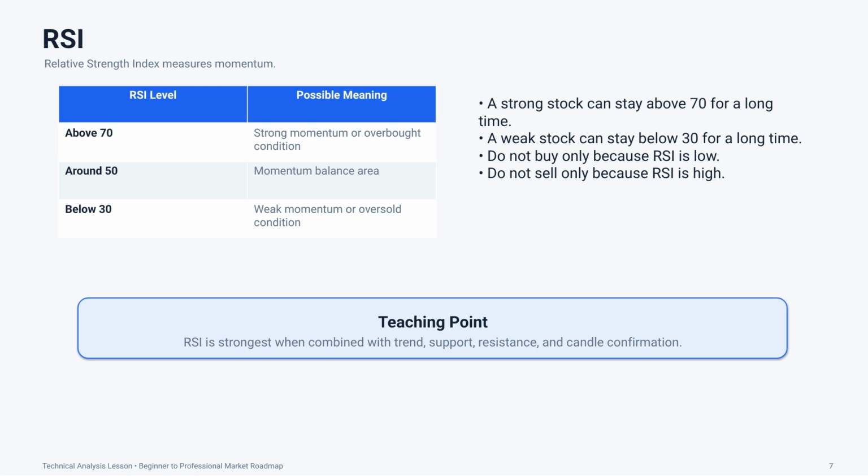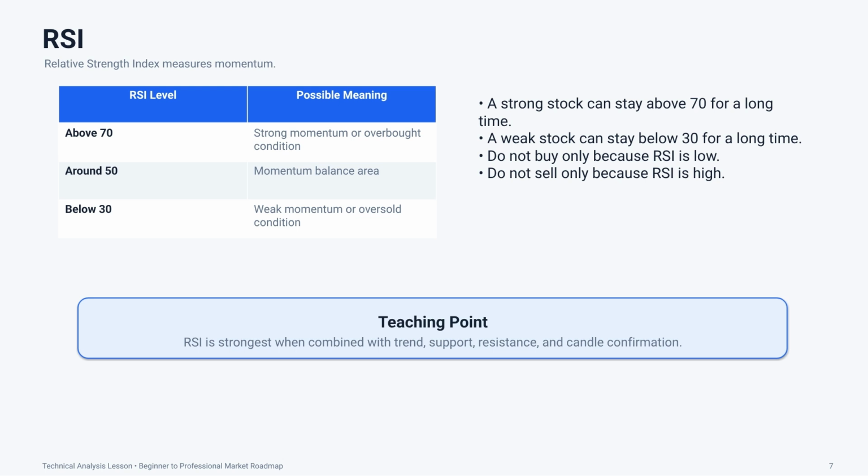When RSI is above 70, it can mean the stock has strong momentum, or it may be overbought. But this is very important. Just because RSI is above 70 does not automatically mean we should sell. A strong stock can stay above 70 for a long time, especially during a powerful uptrend.